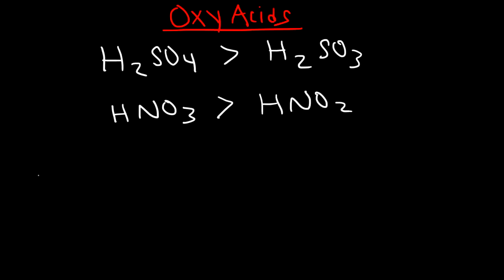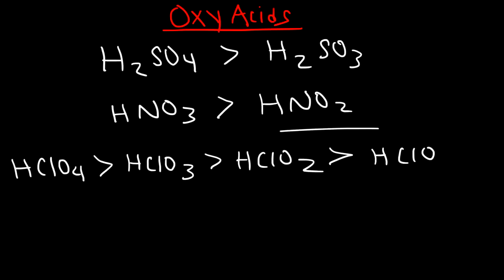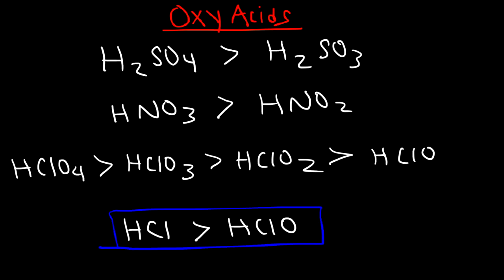Perchloric acid is more acidic than chloric acid, which is more acidic than chlorous acid, and that is more acidic than hypochlorous acid. Now, HCl is not an oxyacid, so it doesn't fit this trend. In fact, HCl is more acidic than HClO, so keep that in mind. The trend only works for those that actually have oxygen. If it doesn't have oxygen, it's not going to fit the trend nicely.